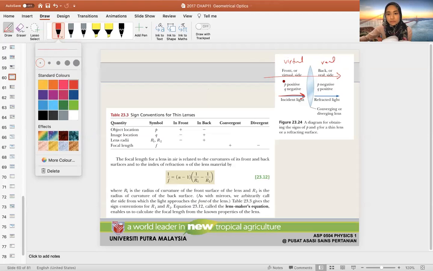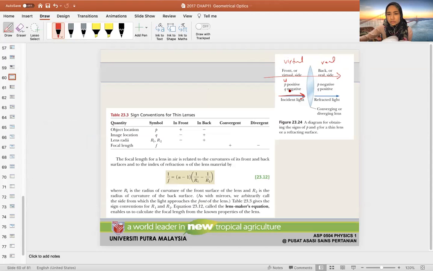P is positive, P is your U. If U is formed here, I mean, if the object is here, it's positive, and this is your image. If the image is formed at the virtual side, it's negative. And if your U, your object, is here, it's negative. If your image is here, it's positive because that is where your image is supposed to be forming. Okay, again, this is where your incident light is. Object can be here. Image also can be here.